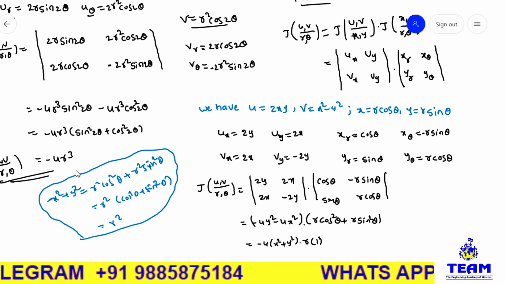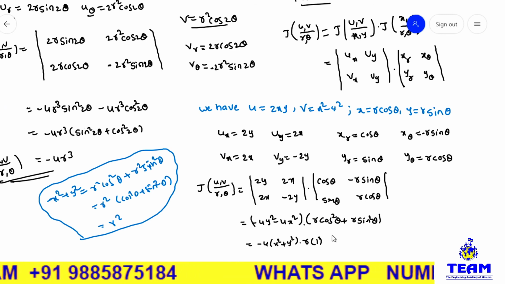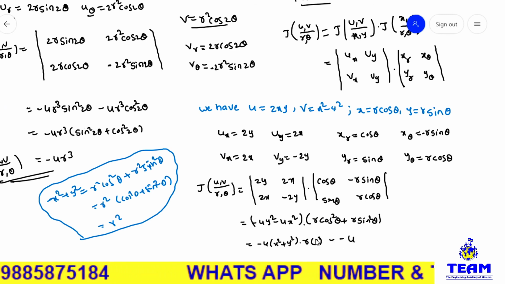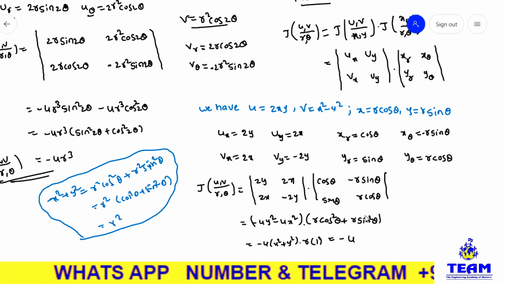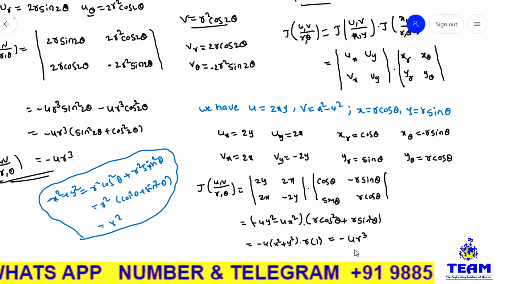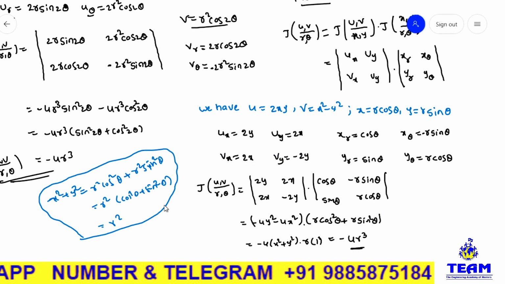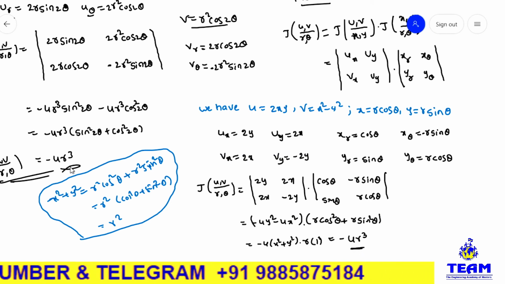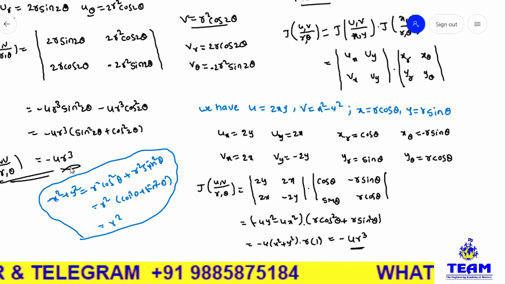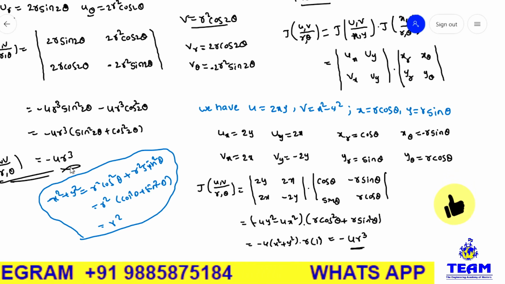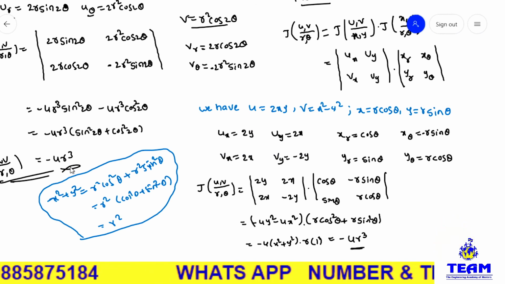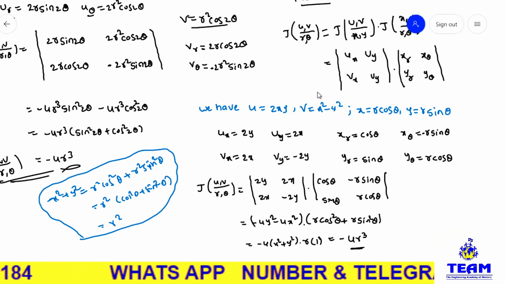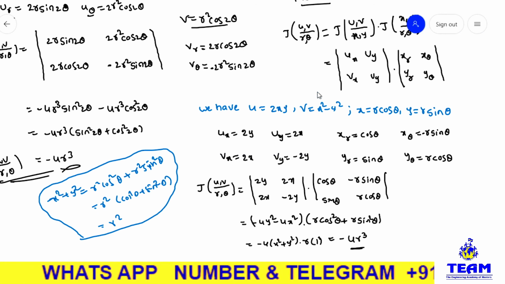You substitute here. Then the Jacobian value is minus 4 into r square into r. R square into r means r cube. So in this case also the Jacobian value is minus 4r cube. You observe both are the same or not? So you can do it by any method. If it is mentioned clearly, use the Jacobian property, the chain rule method. Otherwise you can do it directly, the first method only.